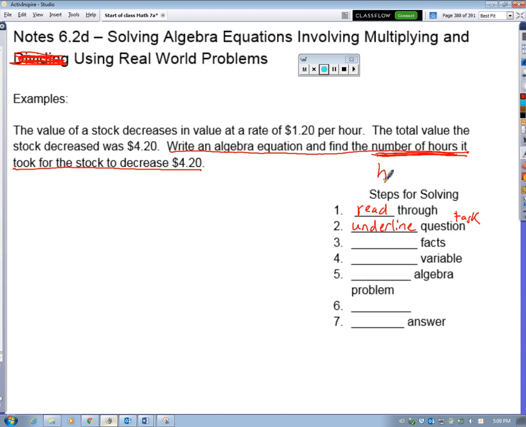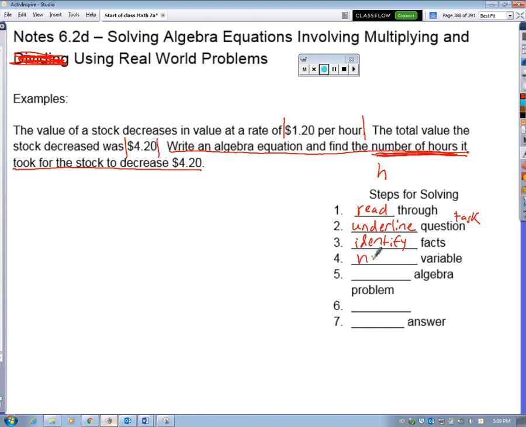Alright, number 3, identify your facts. Take a look at that math problem. Make sure you get all of those facts up there. We know that the rate the stock is decreasing, going down, is $1.20 per hour, and we know the total value decreased $4.20. Okay, those are our math facts.